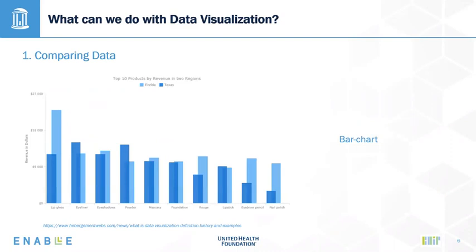Okay, so now let's see how exactly we can make a data visualization. The first use of data visualization is data comparison. For comparing data side by side, a bar chart is a good choice. The following example shows the top 10 products by revenue in two regions. From the chart, we can easily tell the difference among the products as well as between the two regions.